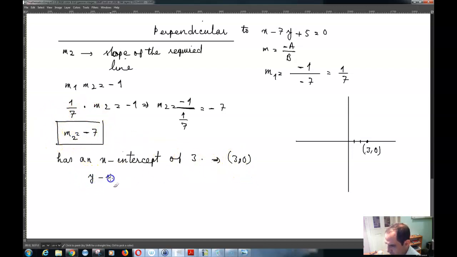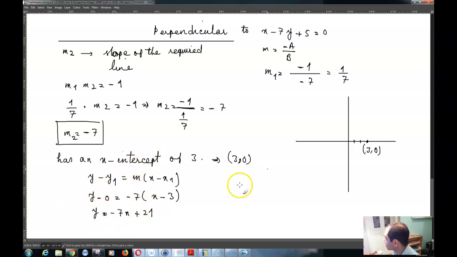So y minus y1 is equal to m times x minus x1. So y minus 0 is equal to -7 times x minus 3. And so y is equal to -7x plus 21. So you can change it to the general form, or you can keep it this way, but that is the equation of the line. Number 8, y plus 7x is equal to 21. That is the correct answer.